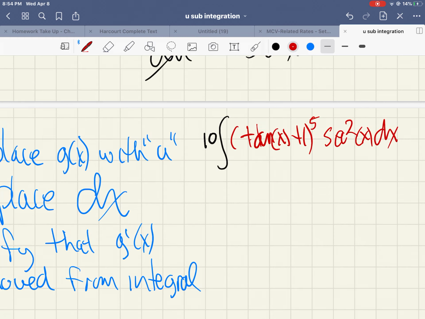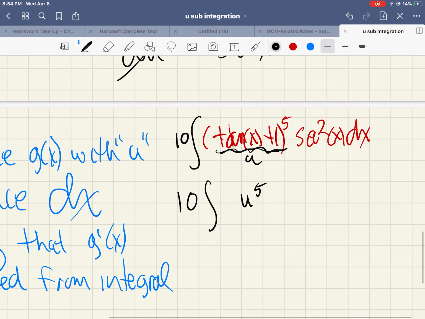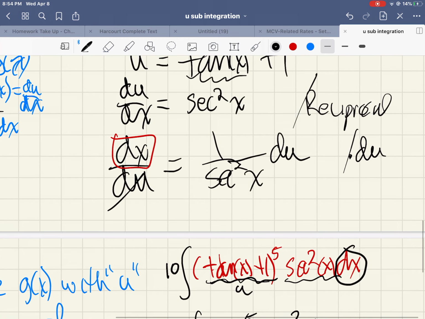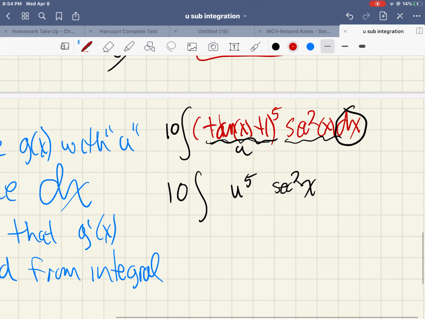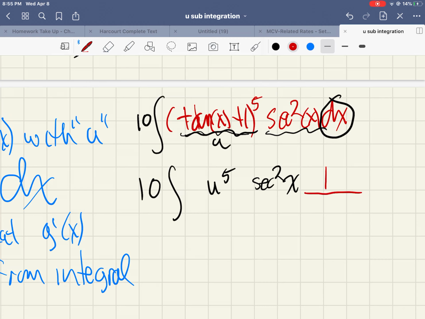So I have to replace g of x with u. Okay, what did we decide on for u? Tan x plus 1. So this thing right here is going to become u. 10 integral u to the 5th. That whole thing is u. That's our inside function. Then I've still got sec squared x. And then dx I'm replacing. Well, what am I replacing dx with? dx worked out to be 1 over sec squared du. So it becomes 1 over sec squared x du. I replace everywhere there was an x with a u, with the exception of the g prime part, which doesn't get substituted.